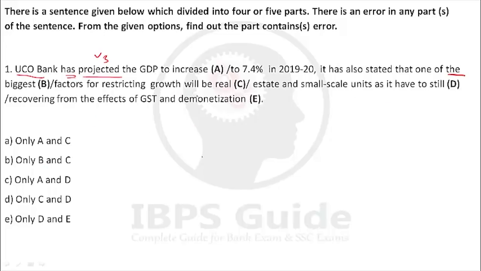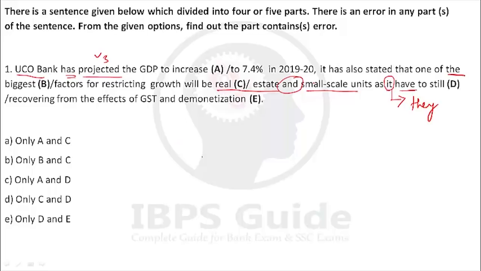Factors for restricting growth will be real estate and small scale units, as it have. Just follow the pattern of the sentence. Here the subject is plural: real estate, first subject, small scale units, second subject, joined with and. So the subject is plural, and a plural subject is always followed by a plural verb. Have is the correct option, but it is not the correct option. The pronoun should be plural. So here it is it, that is the wrong portion, which means D is the wrong portion. So we have to put they instead of it.